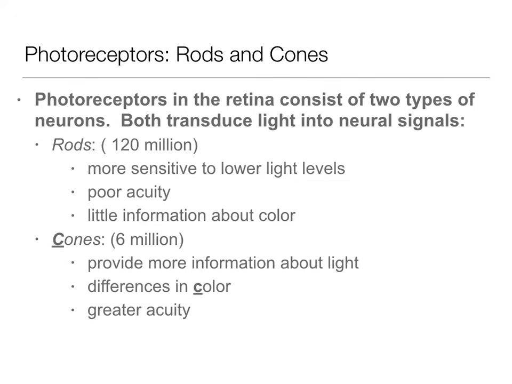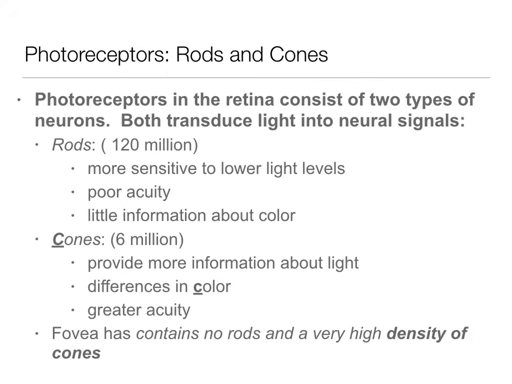We have a lot fewer cones, and they're mostly located on that fovea. They have a really high density of cones and very little rods. They are what's helping us with acuity. If you're looking at the word on the title of this slide, the word rods, you can see that very, very clearly.